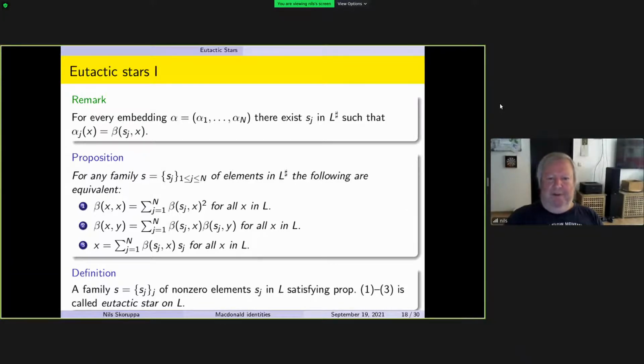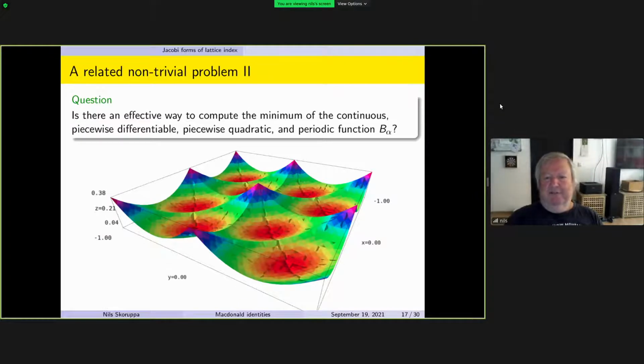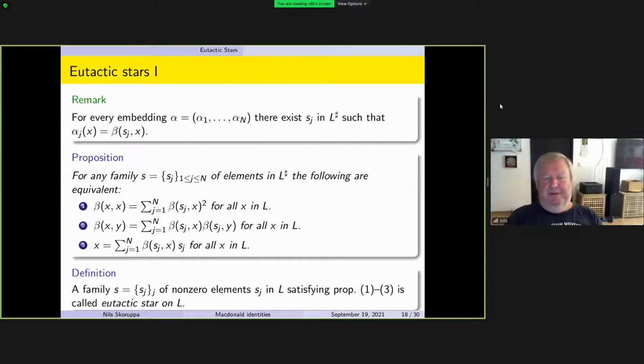So to get a bit of a handle on these things, the embeddings, and also this criterion that I gave here, what one can do is go to a more intrinsic description of embeddings of a lattice. And the intrinsic description is the theory of eutactic stars. So it's quite simple. When you have an embedding and you take this alpha j, then it's easy to see that there must be an Sj in the dual lattice of L, really the dual lattice, not the shadow, odd or even lattice, doesn't matter, such that this alpha j of x can be written as beta Sjx. It's just by the definition of the dual lattice.